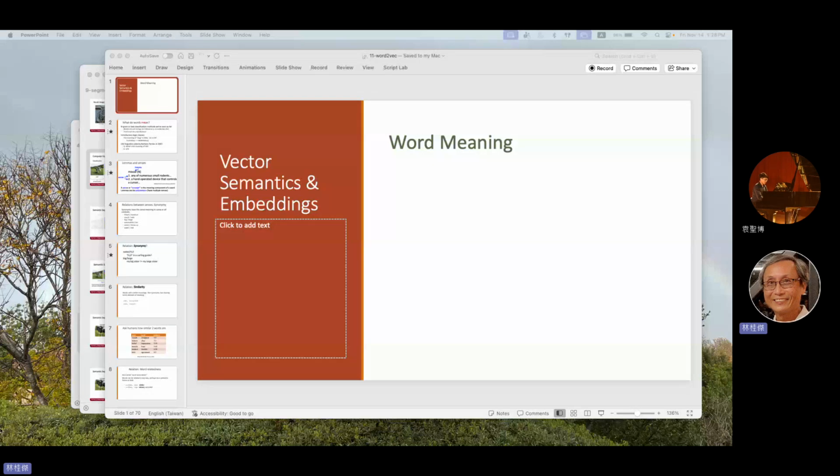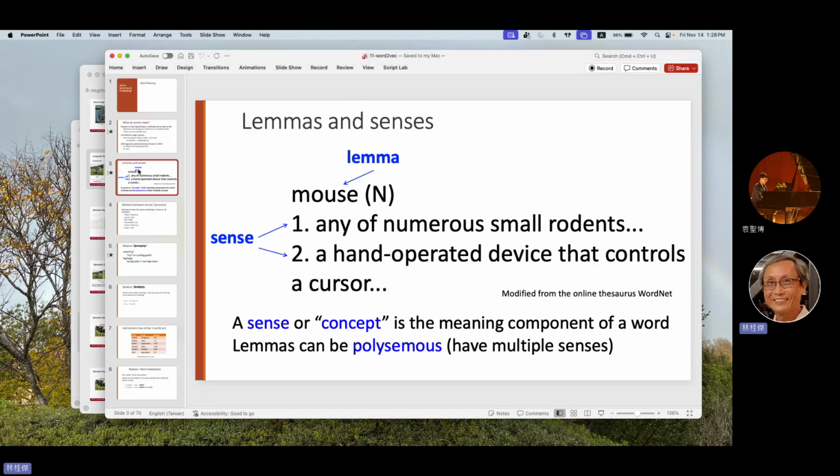Last time, we started to explore how some words, even in our language use, might have multiple meanings. So when we see a mouse, the mouse could be referring to the animal, or it can refer to something in computer technology, a device used to control the cursor.